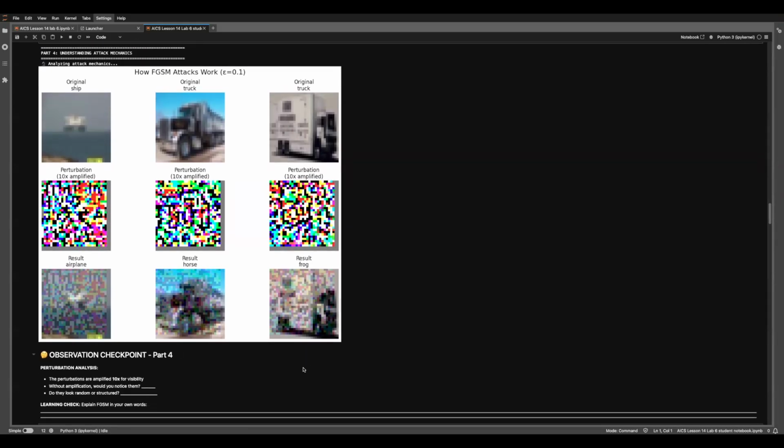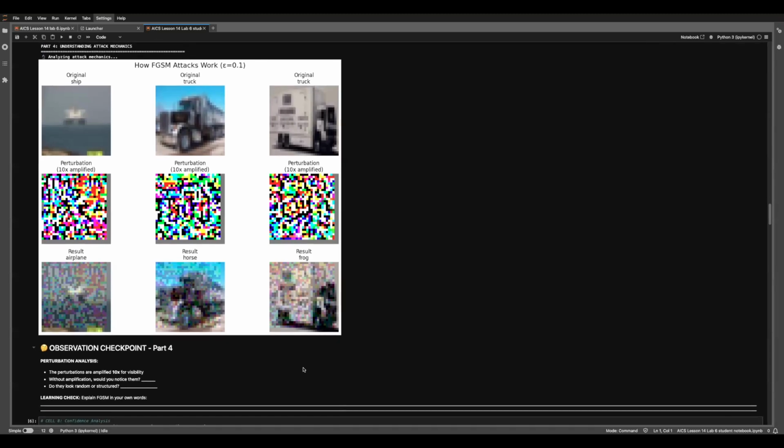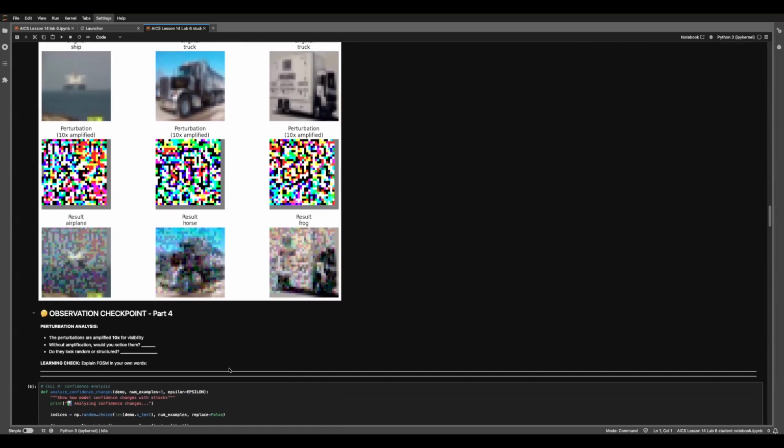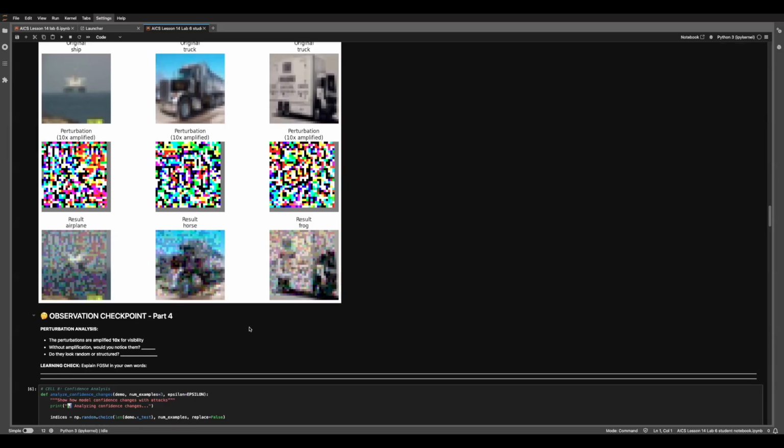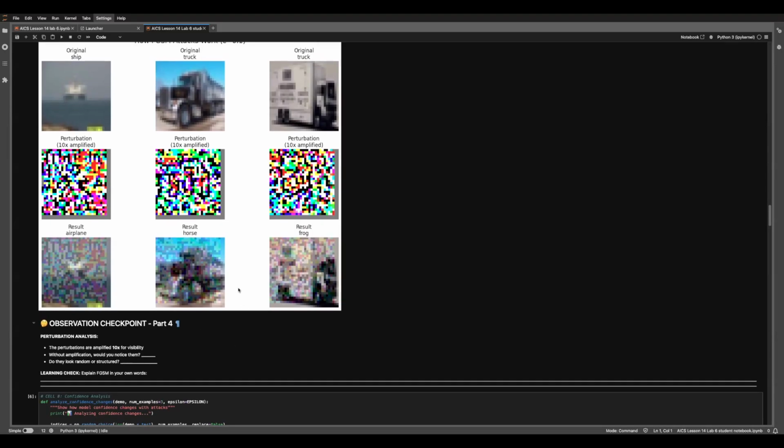Okay, so that's part four, right? So we're asking some simple questions, and there's other questions in the hands-on student thing, right? What do you observe about the perturbation, right? Do you see that overlay between the original mashed up with the perturbation and the result, right? And could you see how an image classifier could make a mistake, right?